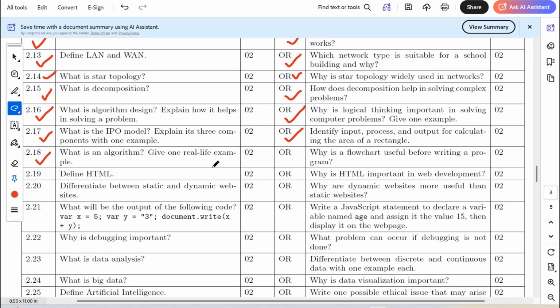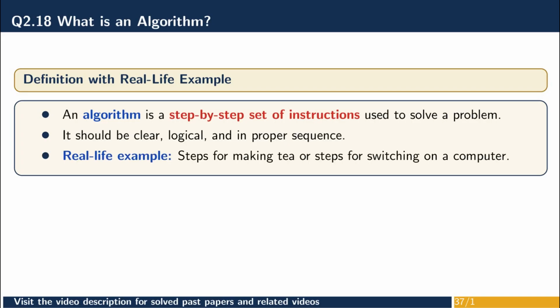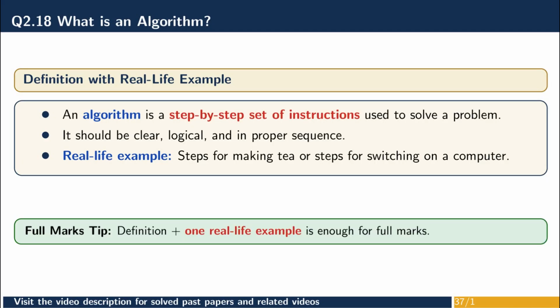Question 2.18. What is an algorithm? Give one real life example. An algorithm is a step-by-step procedure or set of instructions used to solve a problem. It should be clear, logical, and in proper sequence. Real life example is steps for making tea or steps for switching on a computer. Full marks tip is definition. One real life example is enough for full marks.